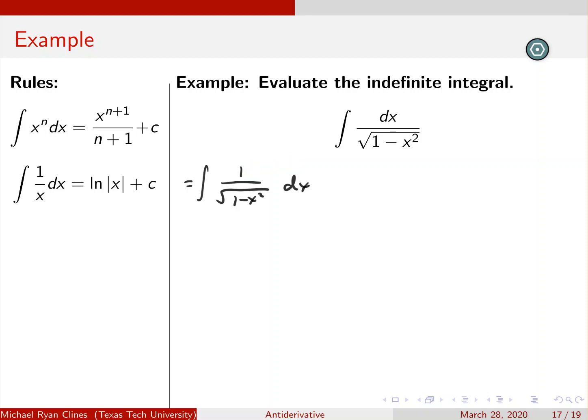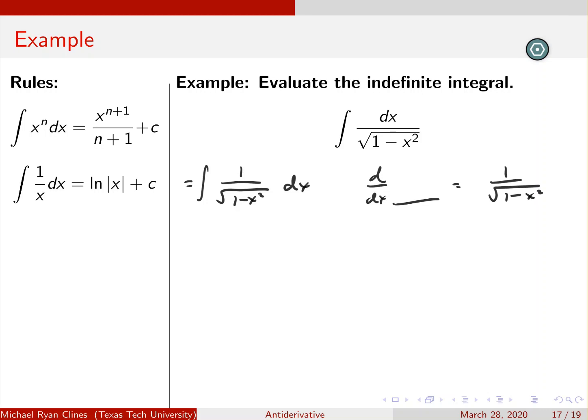Now we need to stop and ask ourselves this. The derivative of what is equal to 1 divided by the square root of 1 minus x squared? That is what this problem is really asking. Once again, this is why we got to know our trig rules.